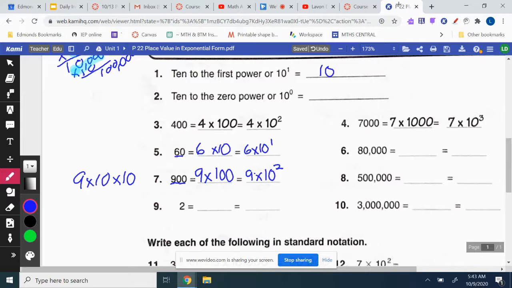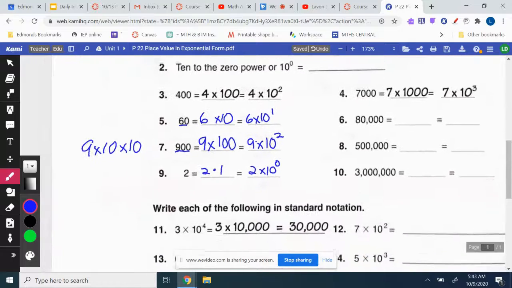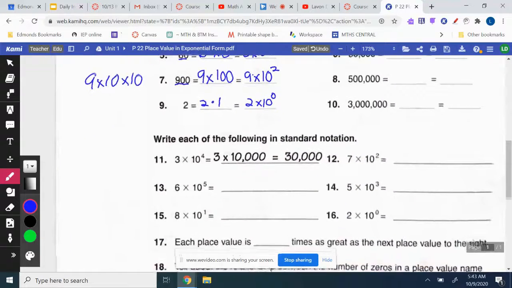9 is tricky. Remember I told you this is going to be 2 times 1. So it's 2 times 10 to the 0 power, because I don't have any 10s I'm multiplying it by. Now we're going to write it in standard notation.